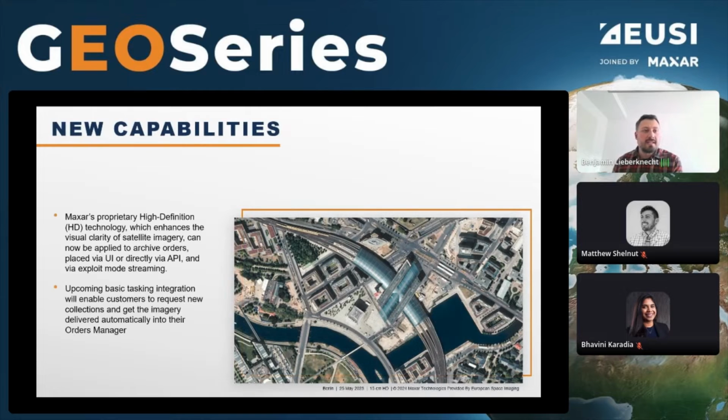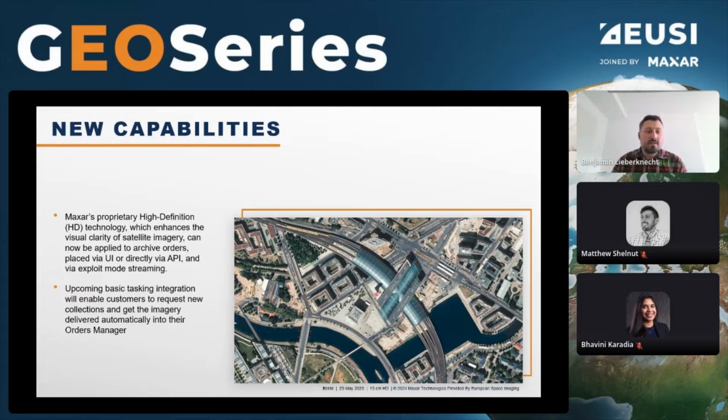So last but not least, I already mentioned the new capabilities. These are HD, so you can order and stream the images if you enable it in HD, which is the HD 30 or the HD 15 centimeter.